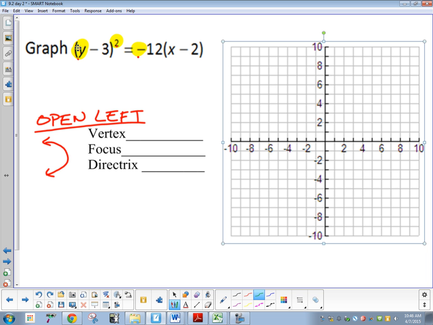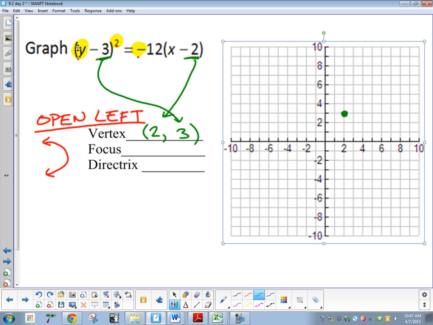So Emily, what's your vertex going to be to this problem? 2, 3. She picked her x value first and wrote it there, changed the sign. Then her y value next, changed the sign. So 2, 3 is her vertex.